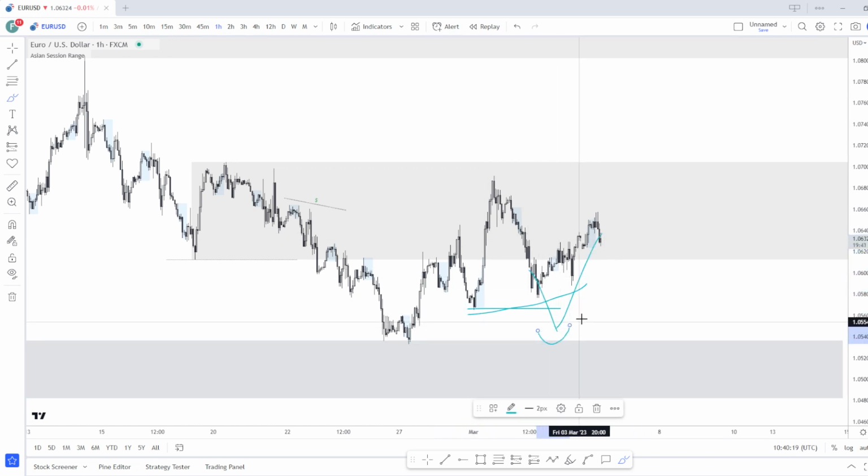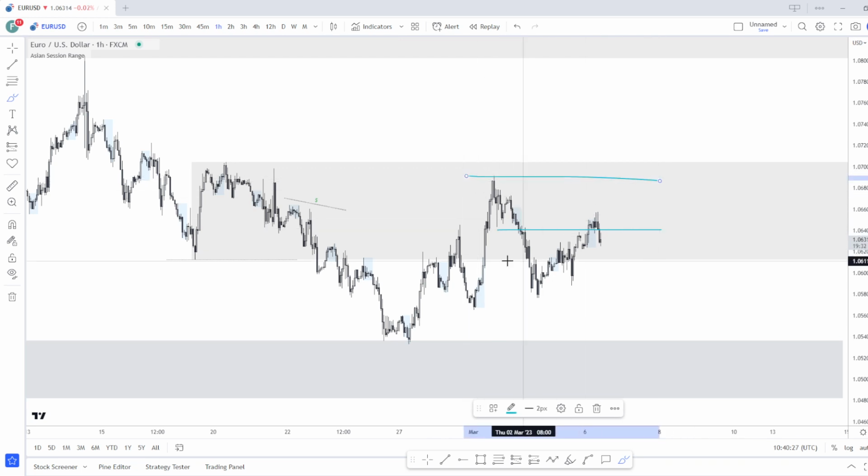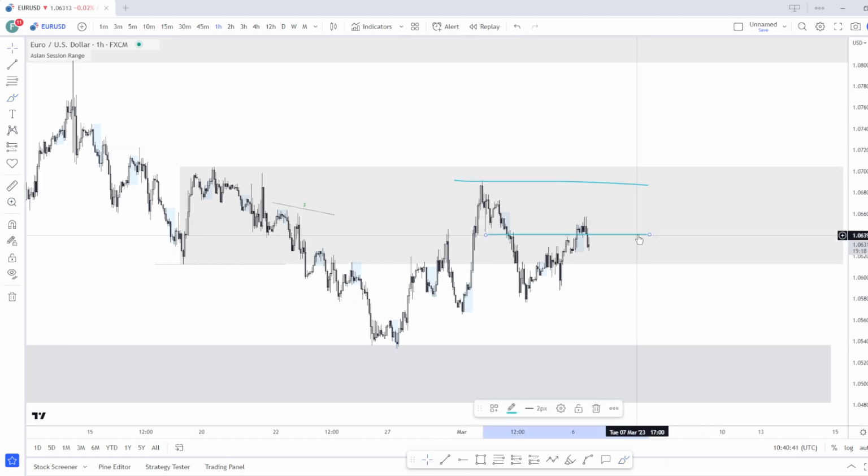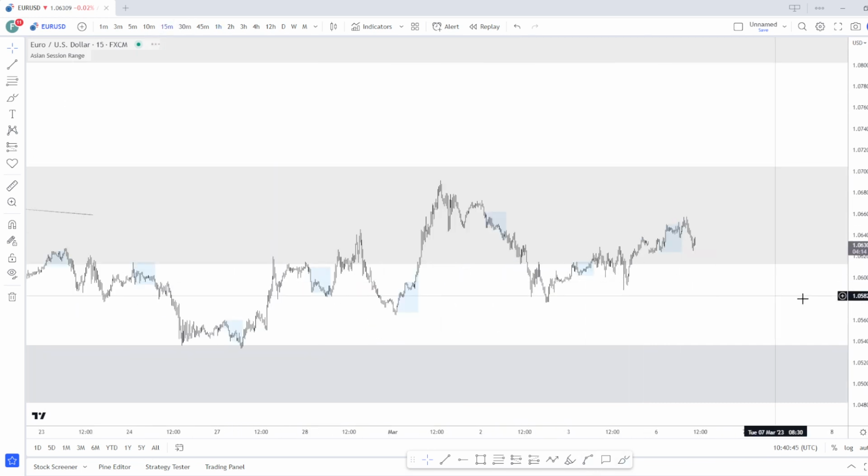On DXY, I'm anticipating this low to go short. So at the moment, I am interested in sells. Even though the structure is bullish, I'm interested in selling down to take these lows here, and then this low, and then take out this demand as well. But let's have a look at lower time frames.